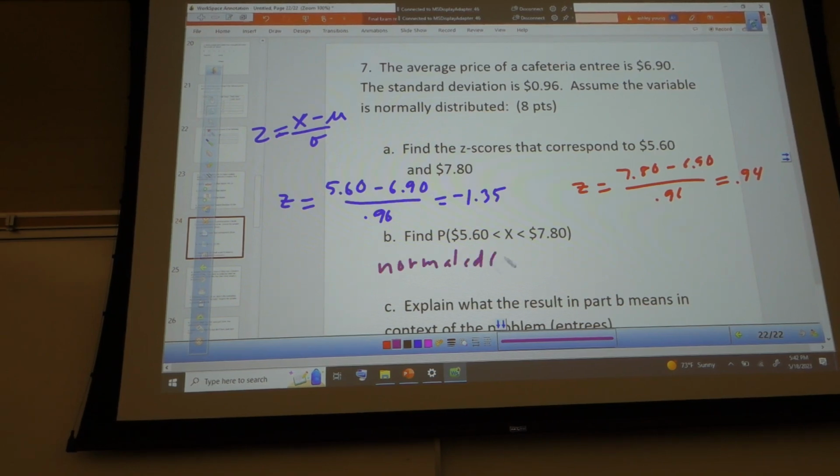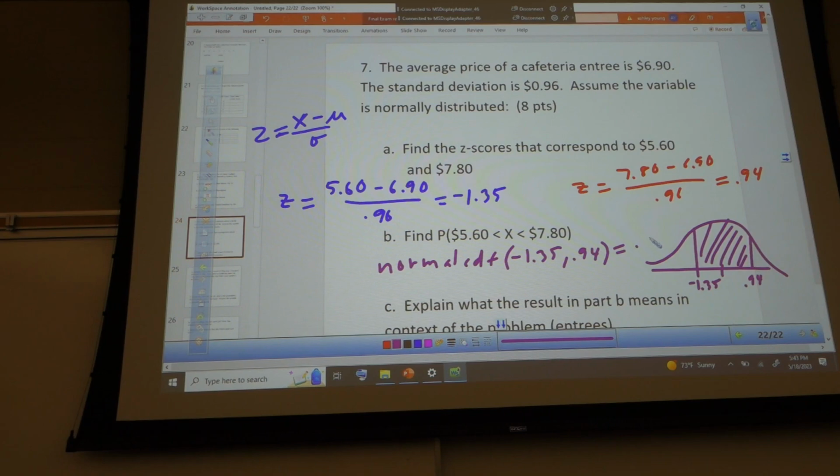I'm going to draw a little picture so we get a better sense of what's going on here. So here's my middle. I have a z-score of negative 1.35 over here, and a z-score of positive 0.94 over there, and I'm finding the shaded area between them. So I'm going to do normal CDF of negative 1.35, comma, 0.94, and you got 0.737? Yeah. Okay, good.